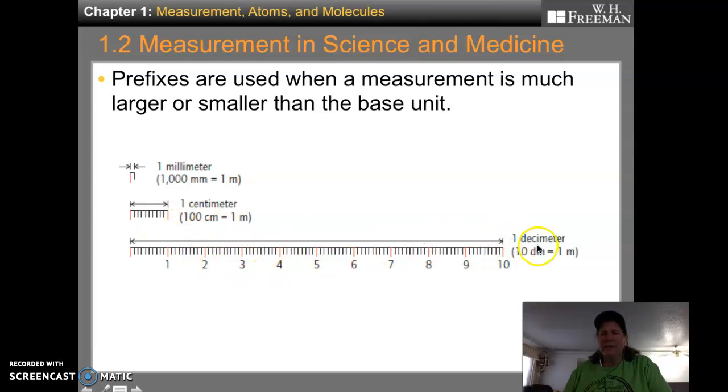And then here's a decimeter. We don't use decimeters. Most of the time when we're measuring length, we use millimeters for really, really small things. We use centimeters like we'd use inches. Where we'd use feet, we'd use a meter. And when we're talking about really long distances, like miles, we'd use a kilometer, whichever way you want to say it.